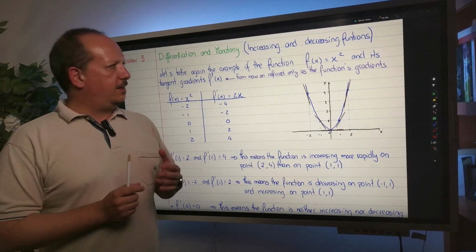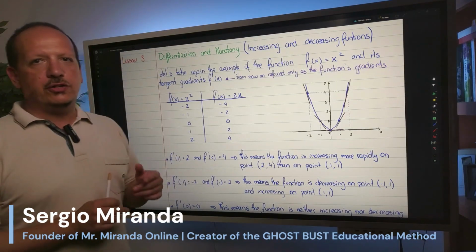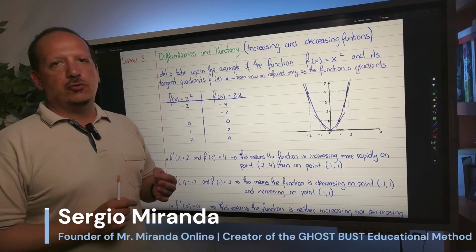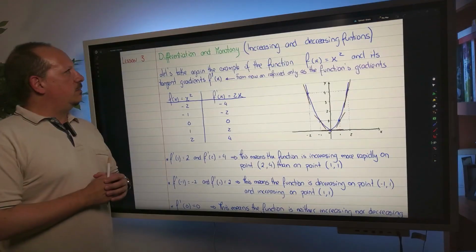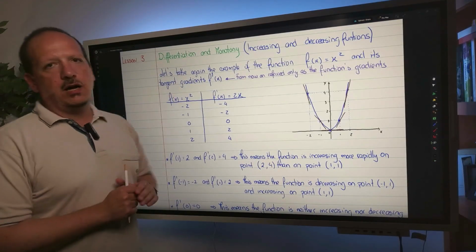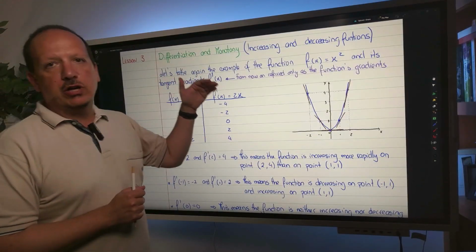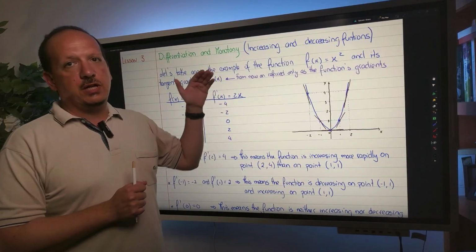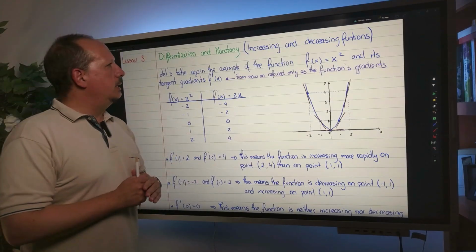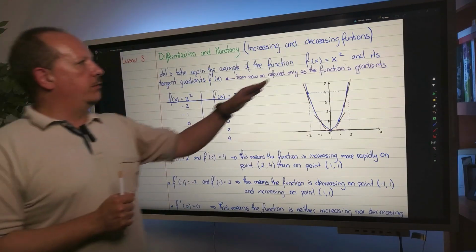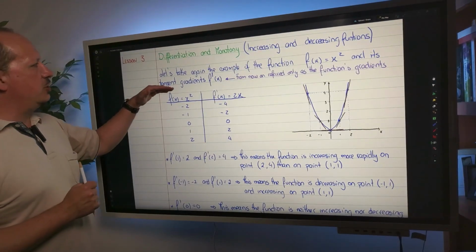This lesson is, in my opinion, when things actually start getting more interesting and when the use of differentiation actually shows all its power. We are studying now the monotony of functions. What is this? This is a study on how functions change, if they are increasing or decreasing. Okay? So let's take again the example of the function x squared and its tangent gradients.